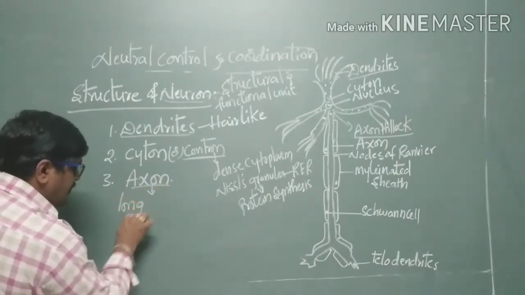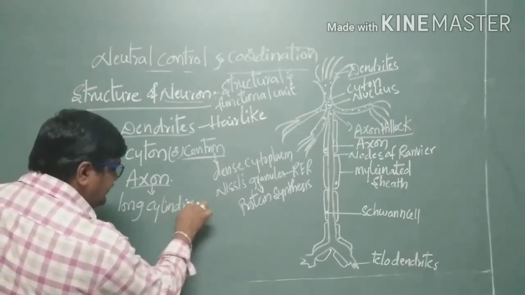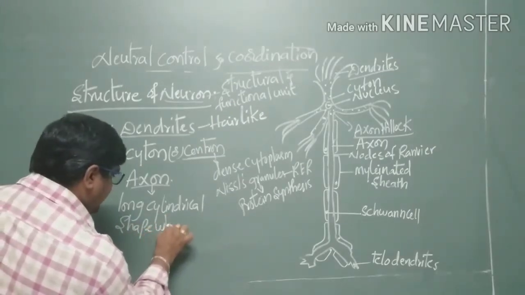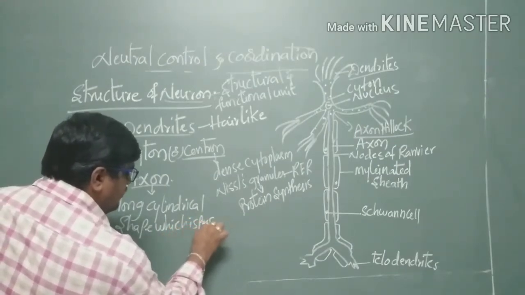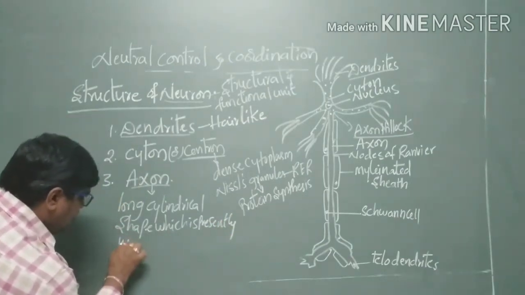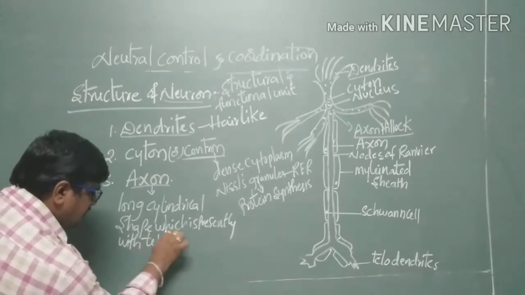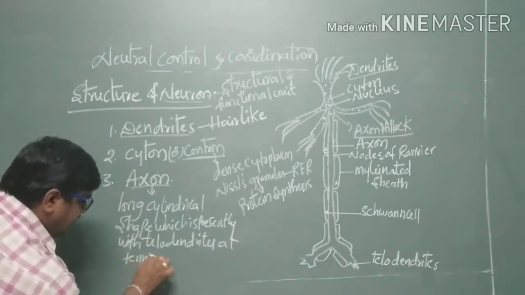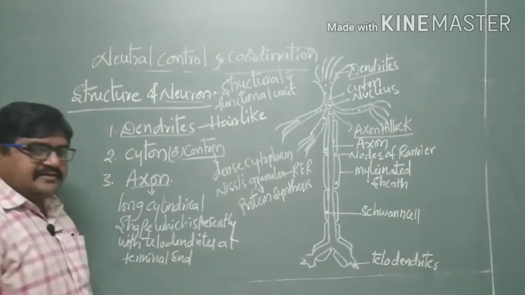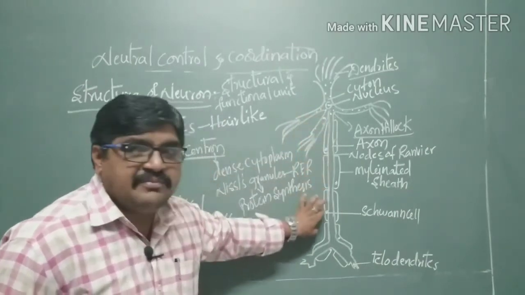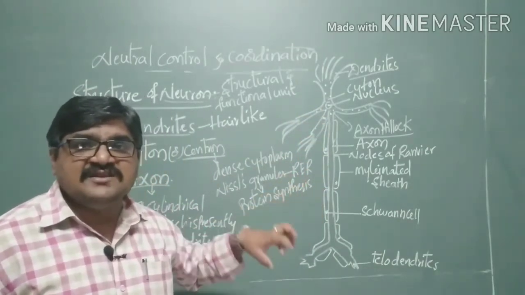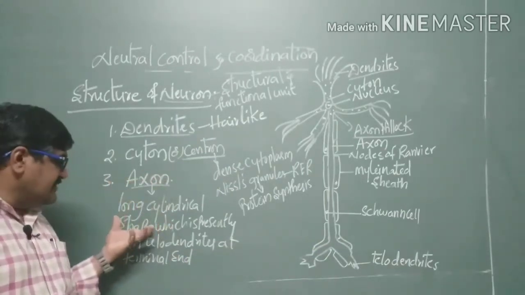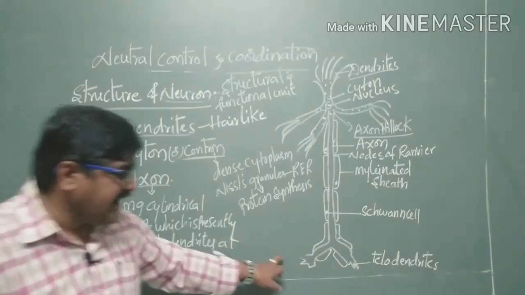A long cylindrical shaped structure which presents telodendrites at the terminal end. So here we have a long cylindrical shaped structure, and that is called an axon. At the terminal end, the telodendrites are present.